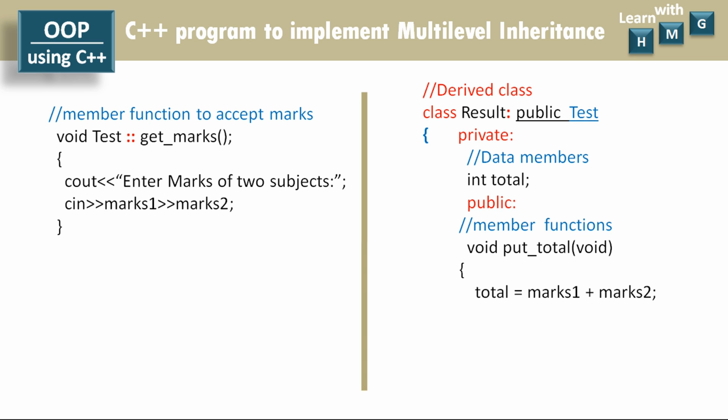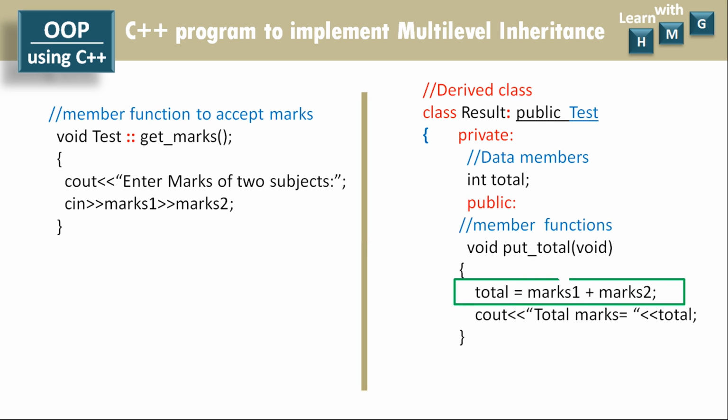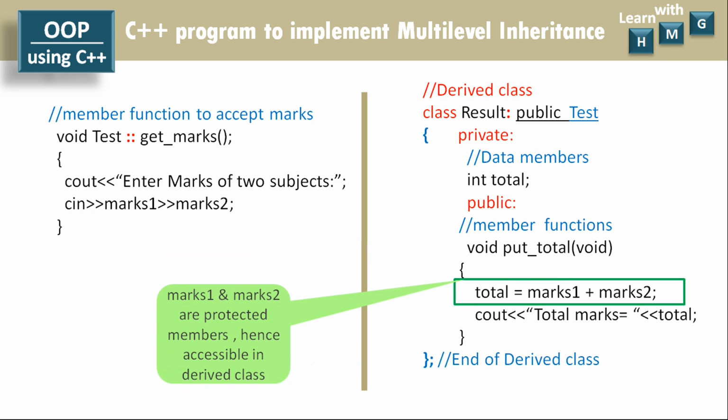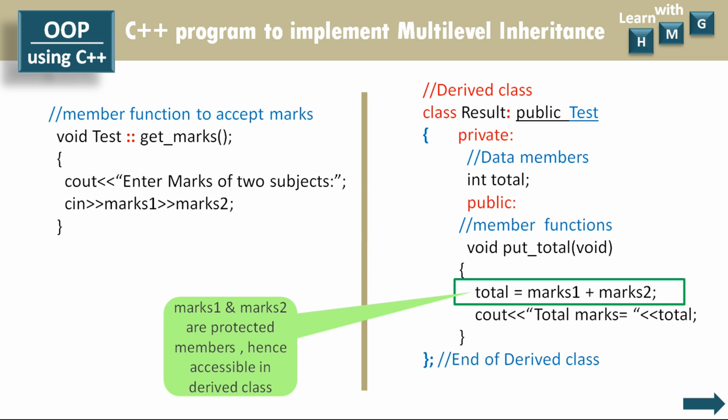Total is equal to marks1 plus marks2, display total. End of the function. So like this, here total is equal to marks1 plus marks2, and these two variables marks1 and marks2 are protected members, hence accessible in derived class. So as per the meaning of protected data members, I am using them from test class in result class. If they are declared as private, then that will not be allowed, but we have declared them as protected, that's why we can use them in derived class result.